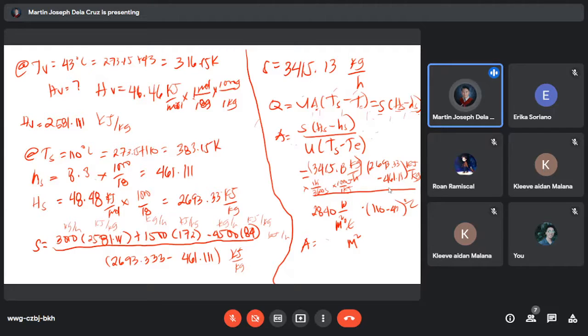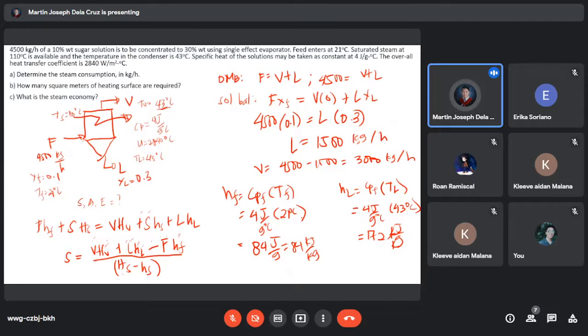So, ako na lang bibigay. Recheck nyo na lang later, no? Pag mali, sabihan nyo na lang ako. So, it's 11.13. Tama ba? Yes, sir. Tama po. Okay. 11.13 meters squared.